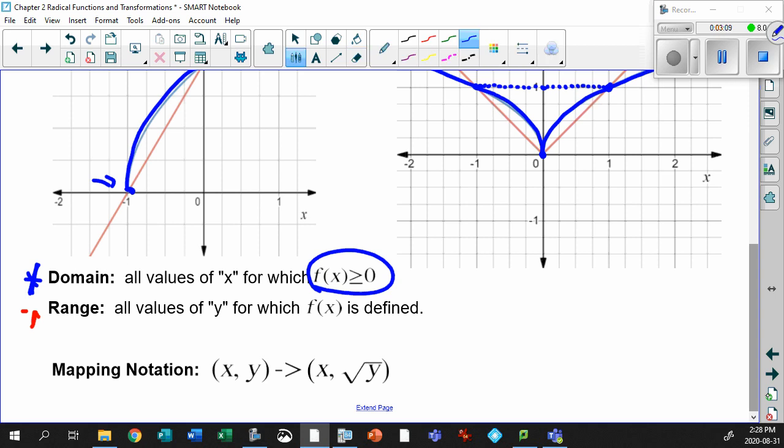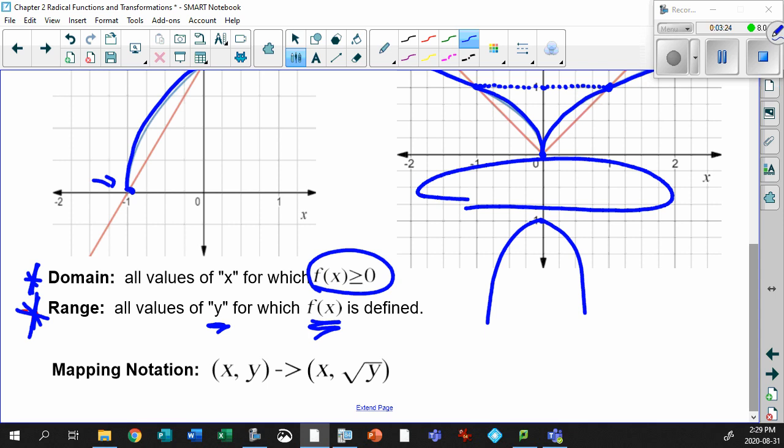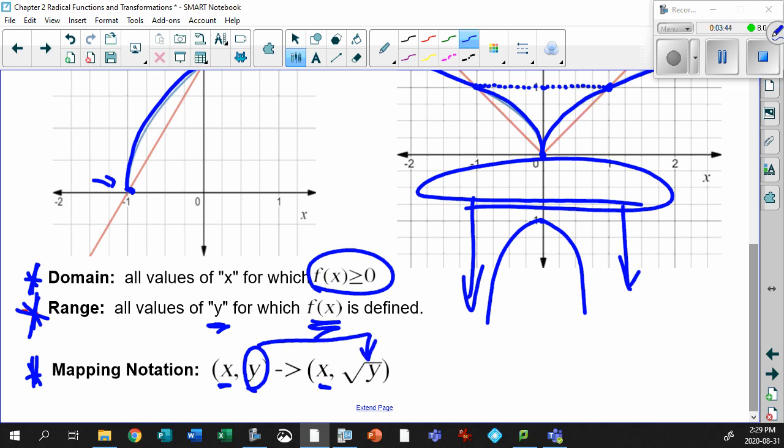Okay? Another thing here is the range. Remember, this is the values of y for which this is defined. What do I mean? Well, do you remember that graph that started down here and opened downwards? And then you realized, oh my goodness, its entire thing is below the x-axis? That means there was no square root function of it because it wasn't defined in that area. Got it? Got it. Mapping. Mapping, of course. You take all the x's, they stay the same, but you take the y values and you square root them. Piece of cake.